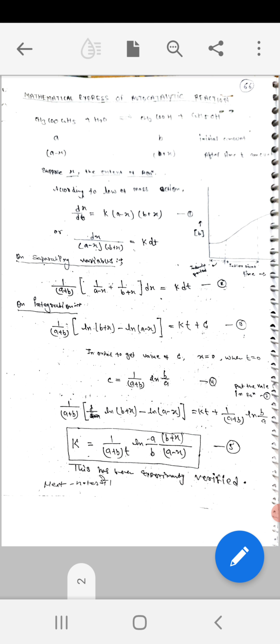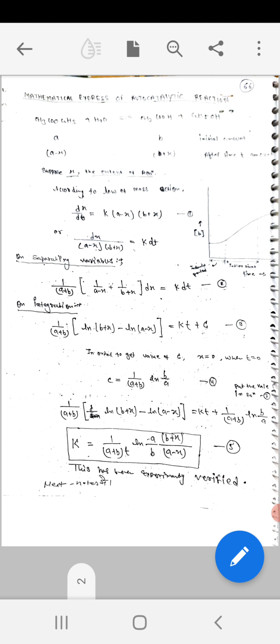It comes out and we have 1 upon A minus X plus 1 upon B plus X into bracket close dx is equal to K dt. This is important, K dt. Now on integration of this whole equation, we get 1 upon A plus B into ln (B plus X) minus ln (A minus X). And this is equal to Kt plus C. C is an integration constant.